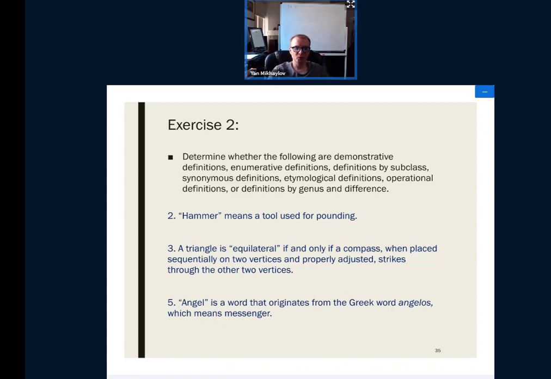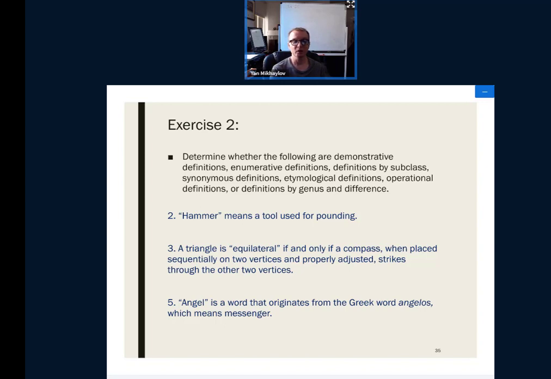Hammer means a tool used for pounding. Think about it. Genus is a tool. The difference between hammer and a tool is that it is a tool used for pounding, unlike other tools which are used for pulling, screwing, and the other operations they are doing there. So that is a genus and difference. The 3 is of course operational, as most of you got correctly, and 5 is of course etymological.